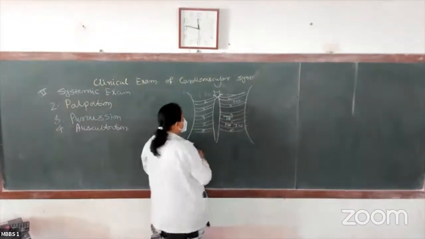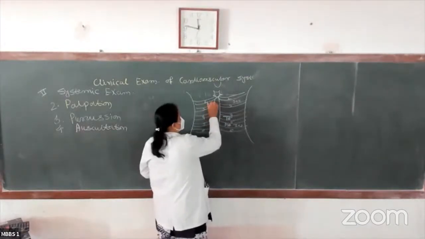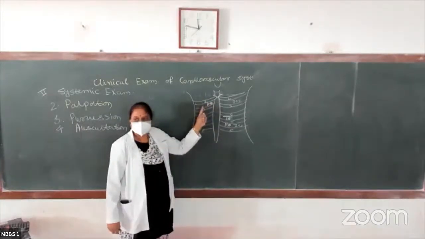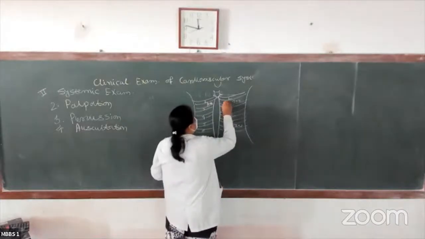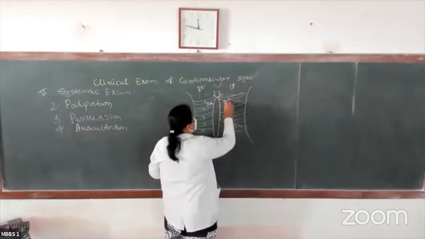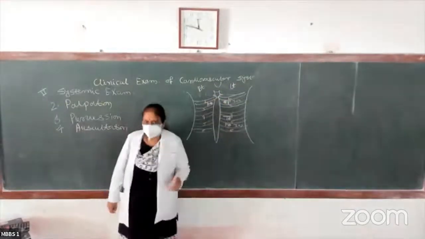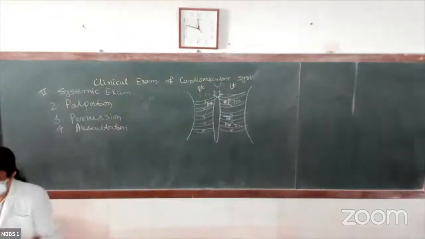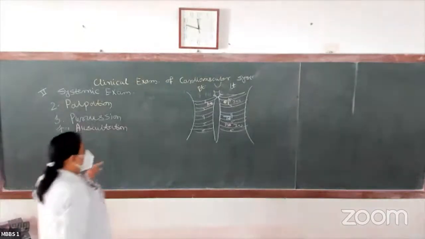Then aortic area in the second intercostal space, just lateral to the sternum. Aortic area, second intercostal space, just lateral to the sternum. Pulmonary area in the left. This is left and this is right. Pulmonary area on the left intercostal space, 2 centimeter lateral to the sternum, on the left side.